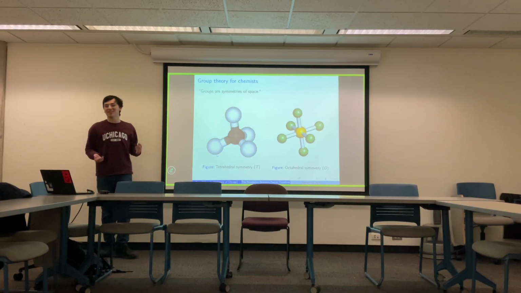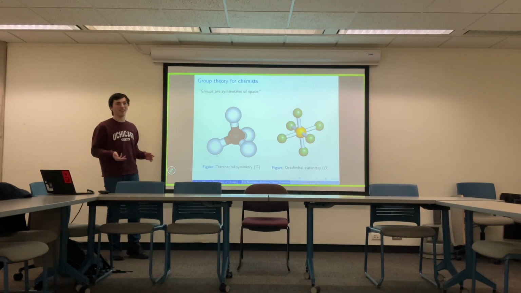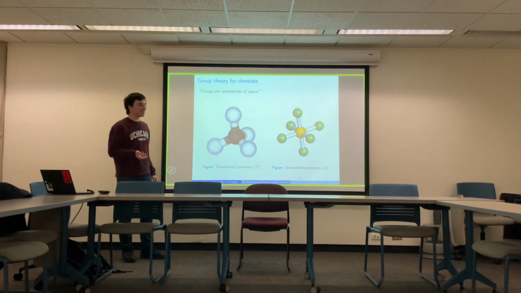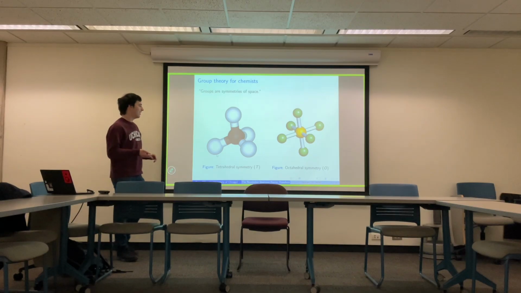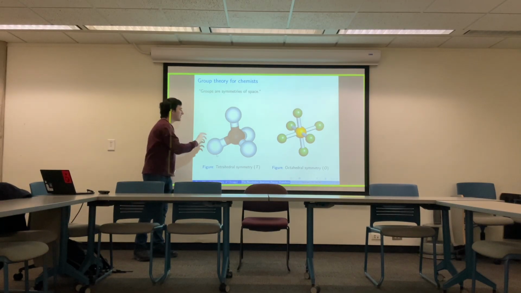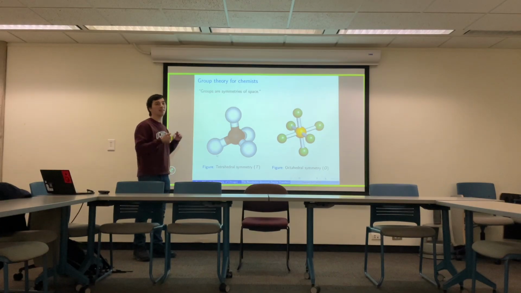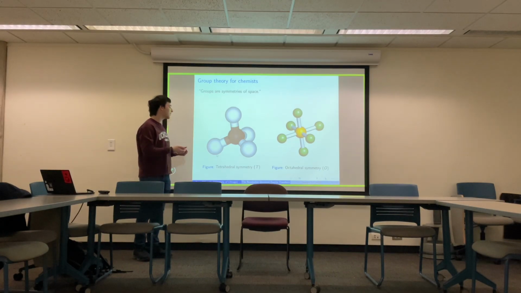So first, we have to define what a group is. If you ask a chemist what a group is, they'll just say groups are symmetries of space. Like this molecule has a symmetry that we can classify, with all these reflections and rotations that it's symmetric around, and that forms a group. So the chemists will say it has tetrahedral symmetry.